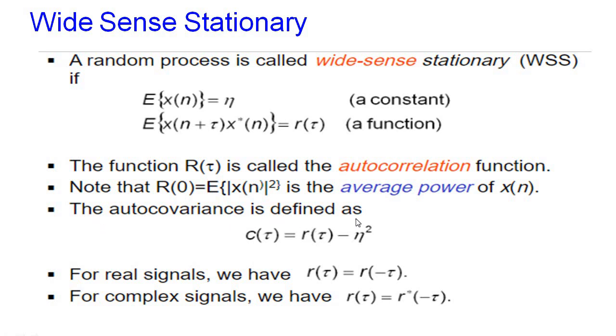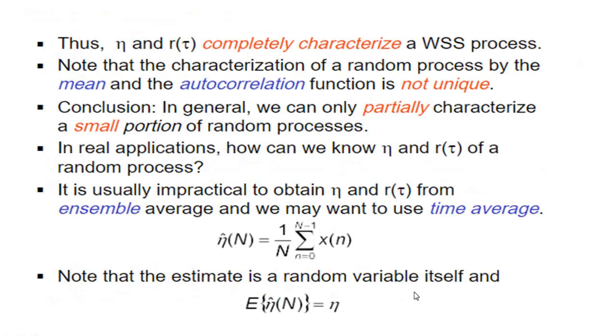Autocovariance is defined as C of tau equal to r of tau minus eta square. For real signals we have r of tau equal to r of minus tau. For complex signals we have r of tau equal to conjugate of r of minus tau. Thus, eta and r of tau completely characterize a WSS process.